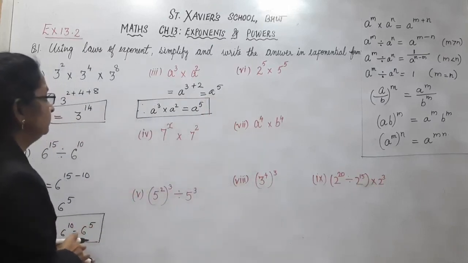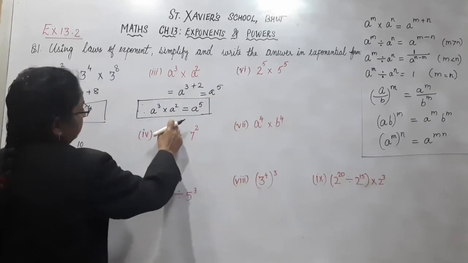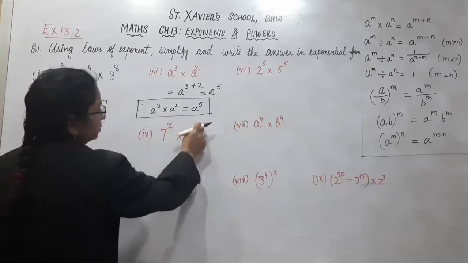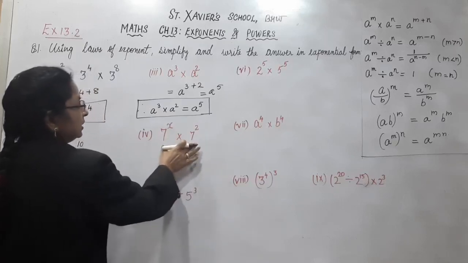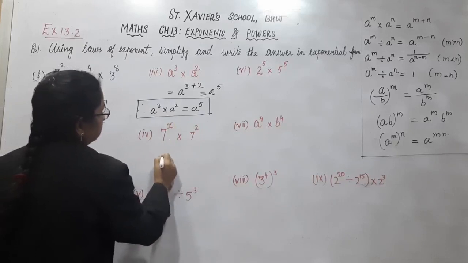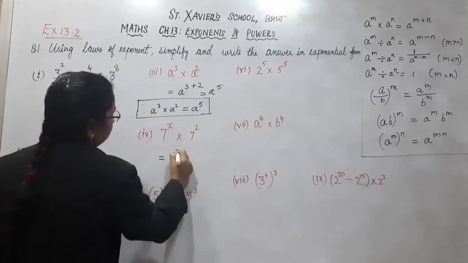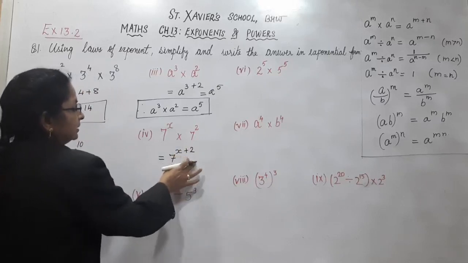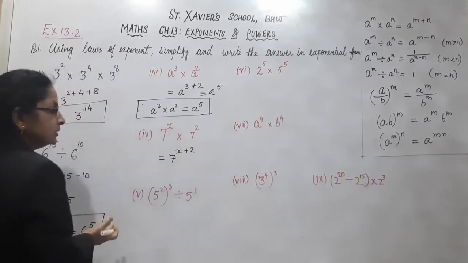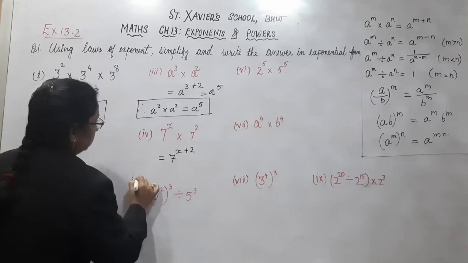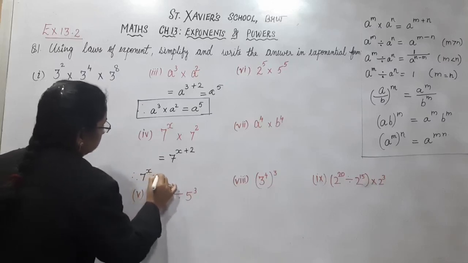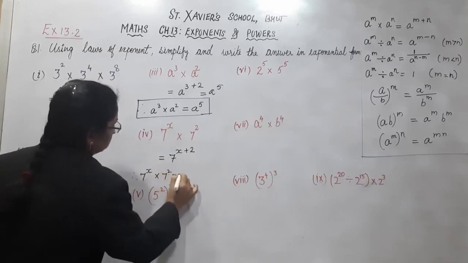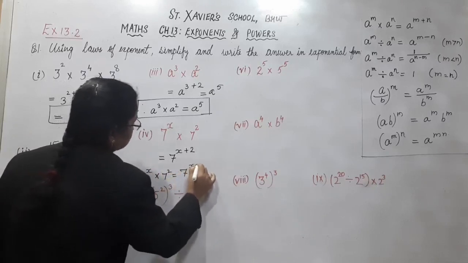Fourth question. 7 raised to x into 7 raised to 2. For any multiplication, we have to add the power. That is equal to 7 raised to x plus 2. Since we don't know the value of x, the answer is this much only. Therefore, 7 raised to x multiplied by 7 square is equal to 7 raised to x plus 2.